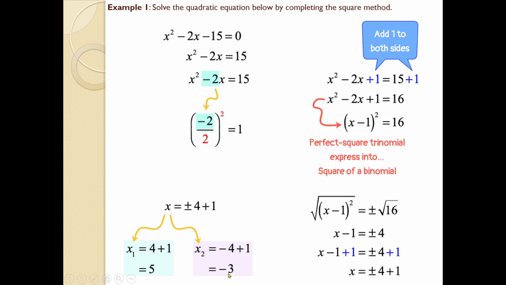So you will get two answers, because as per the quadratic equation you will get two solutions for the question. So this is how you have to solve a quadratic equation using the completing the square method. It is one of the difficult methods among the various methods for solving the quadratic equation.